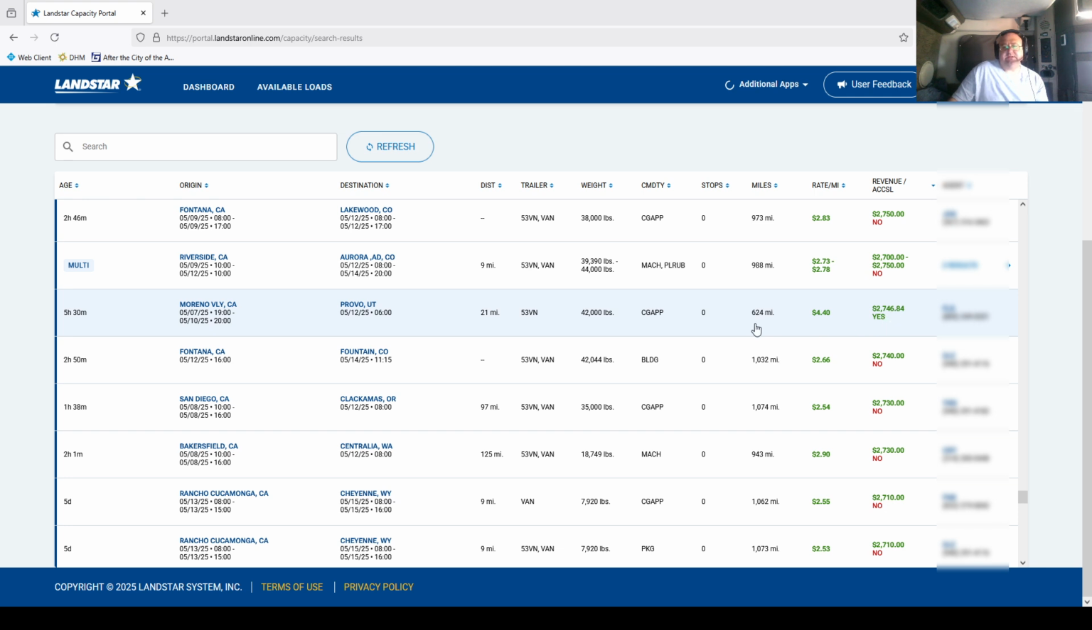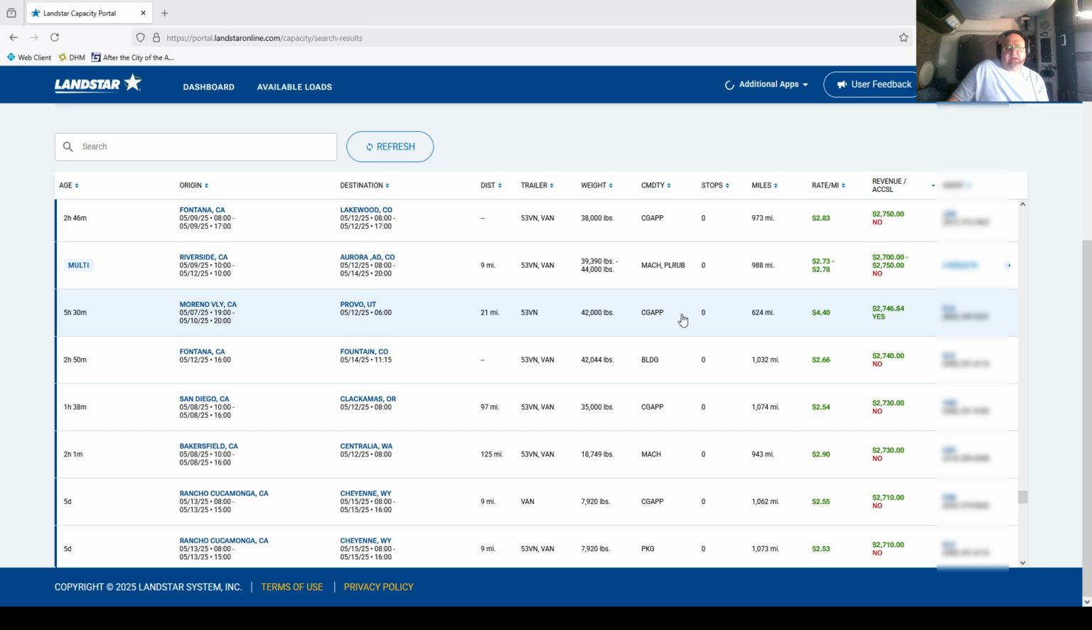Remember, we only get about 70%. Whatever you're seeing listed on here, these are the full rates. We only get 65% of the line haul, 100% of the fuel surcharge, which comes out to about 70%. So we're not getting $4.40 a mile. We're getting 4.4 times 0.7, roughly $3.08 a mile. Somewhere around $3 a mile gross to the truck on that load.